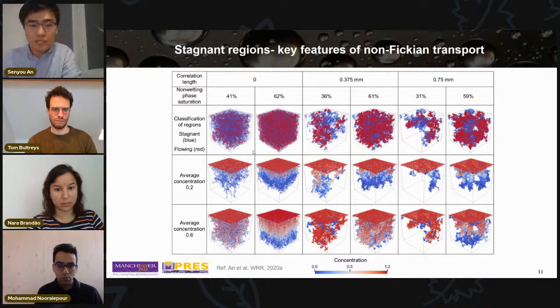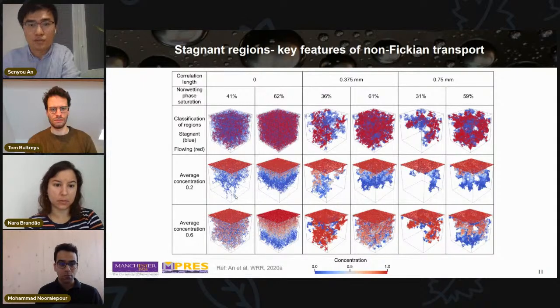This figure is the simulation result showing the stagnant saturation and the concentration distribution at two average concentrations. For this one, the blue part represents the stagnant region and the red is the flowing zone. These two are average concentrations at 0.2 and 0.6. The blue represents low concentration, and the red is the highest concentration.